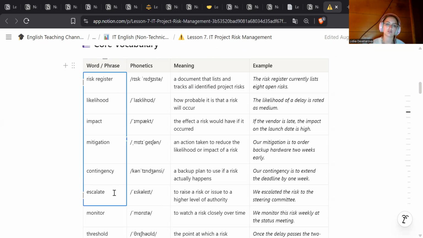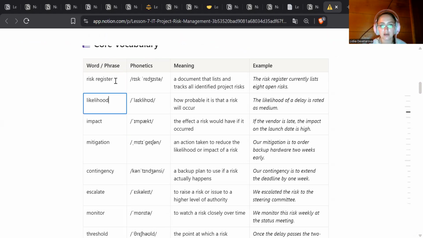Let's go to the core vocabulary. Risk register: a document that lists and tracks all identified project risks. The risk register currently lists 8 open risks. Likelihood: how probable it is that a risk will occur. The likelihood of a delay is rated as medium.